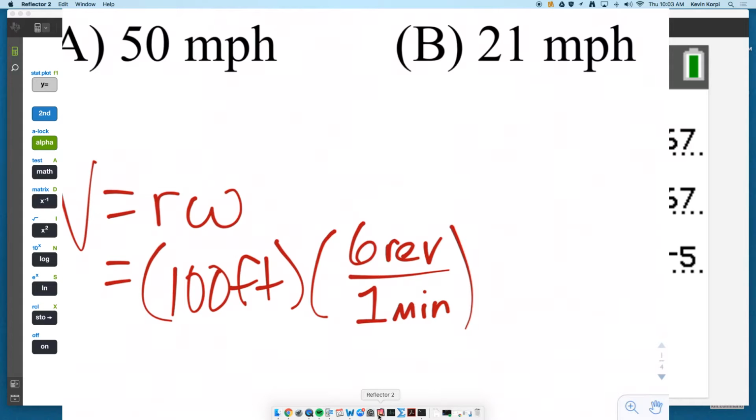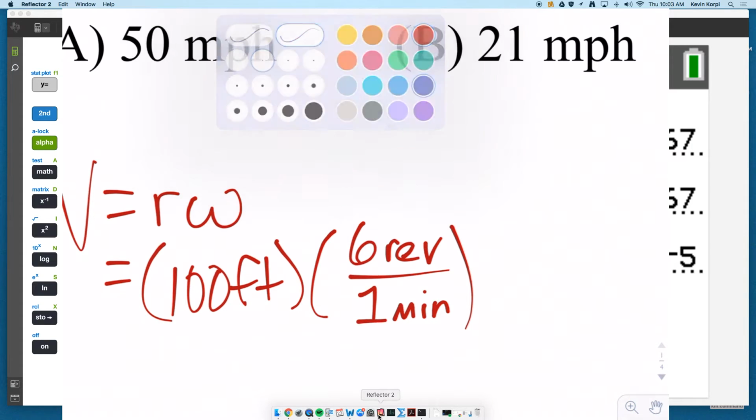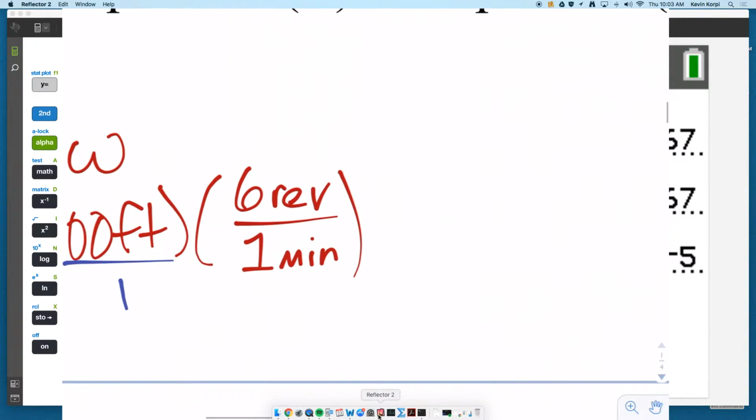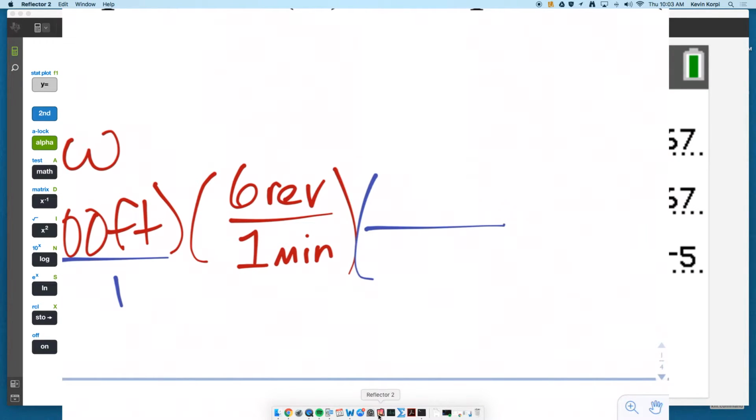My bad. But that's not the right answer because if you look at the units, that gives you feet revolutions per minute. And are feet revolutions per minute the same as miles per hour? No, hardly. So we have some conversions to do. So let's focus on the conversions. Let's do the feet first. It's feet over 1. So if I have feet in the numerator and I want them to be gone, I have to put them in the denominator.